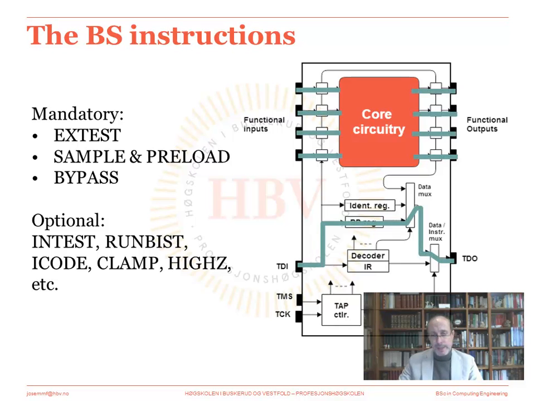Well, finally, there is a bypass mandatory instruction which, as the name suggests, selects the bypass register, that is to say the 1-bit register between TDI and TDO, which offers a shortcut through those devices which we do not wish to access. Notice that when the bypass register is selected, the boundary scan cells will all operate in transparent mode.